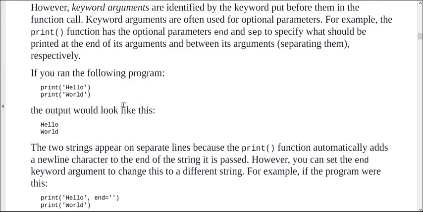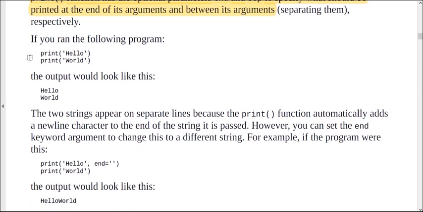But keyword arguments are identified by the keyword put before them in the function call. Therefore, keyword arguments are often used for optional parameters. For example, the print function has the optional parameters called end and sep, to specify what should be printed at the end of its arguments and between its arguments. So I will show you one example where you can understand better. Here, if you run the following program, print hello and then print world, the output should be like this. First it will print hello and then it will print world.